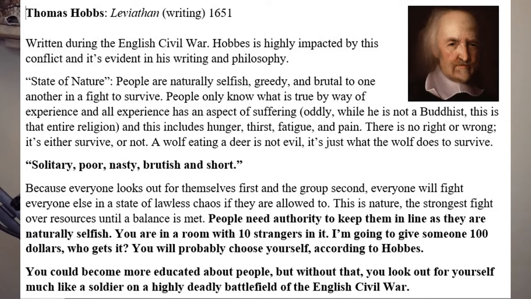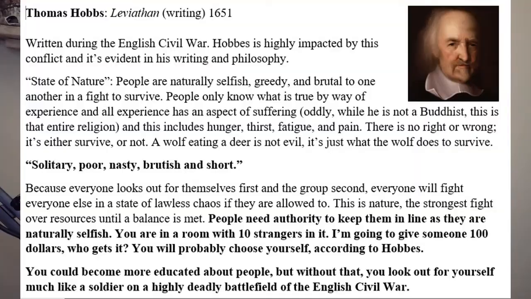Thomas Hobbes's take on the state of nature is that people are naturally selfish and greedy and brutal to one another in a fight to survive. People only know what is true by way of experience, which I'd say is a fair argument, and all experience has an aspect of suffering. Oddly, well, Thomas Hobbes is not a Buddhist. This is like the entire concept behind Buddhism, that everything kind of boils down to wants and suffering. For Hobbes, suffering includes things like hunger, thirst, fatigue, pain.